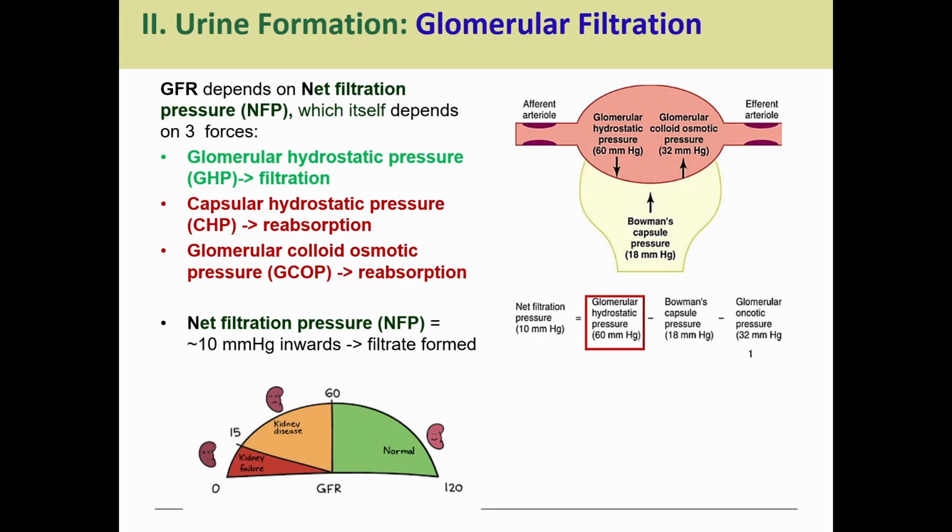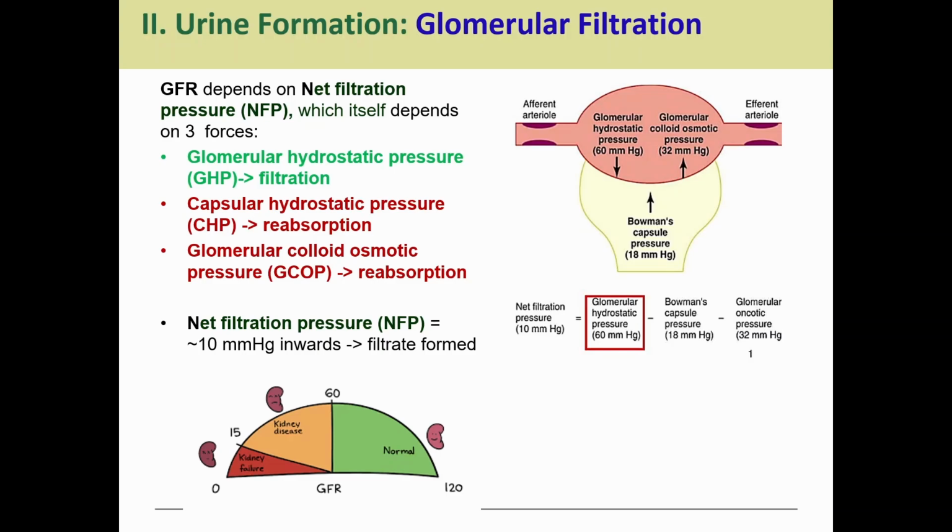Now, the glomerular filtration rate is going to depend on the net filtration pressure, which is very similar to what we saw with Starling's law of the capillaries, when we looked at how systemic capillaries make that filtration and reabsorption happen. Here, though, we're only looking at three forces. We're looking at the glomerular hydrostatic pressure, which is the pressure that the fluid inside the glomerulus is pushing out. So this is going to push fluid from the blood into the capsule.